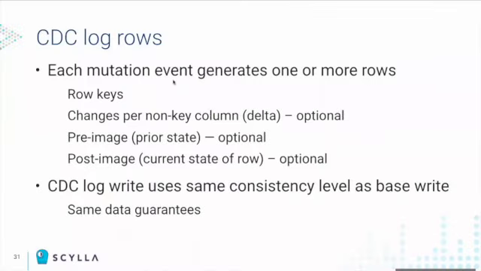Every mutation sent to a CDC-enabled table generates one or more rows in the CDC log table. There are certain key elements to these CDC log tables, such as you can have pre-image data, which represents the state of the row as it was before the change. You can have access to the row keys, and then the changes to the non-key columns that we call delta, sort of a very obvious name, and also a post image, which is the state of the row after the change was applied. Also, every CDC log writes using the same consistency level as the base table. So you get the same guarantees as the base table. Next slide.